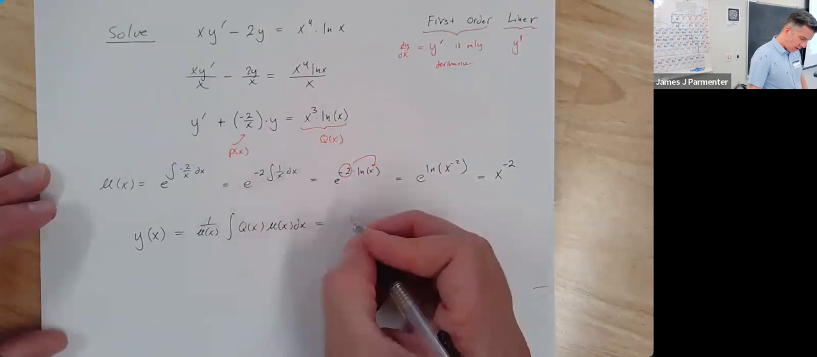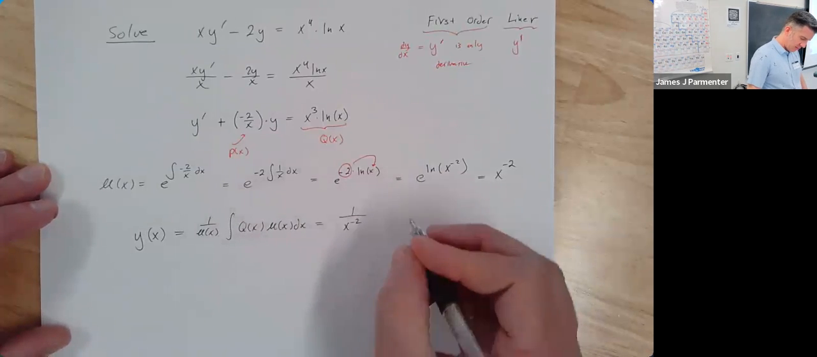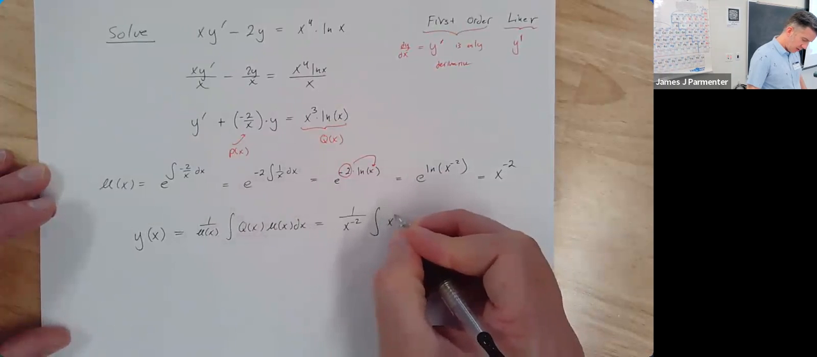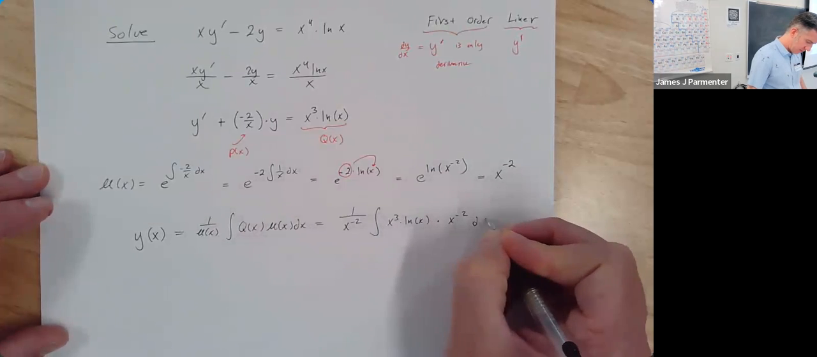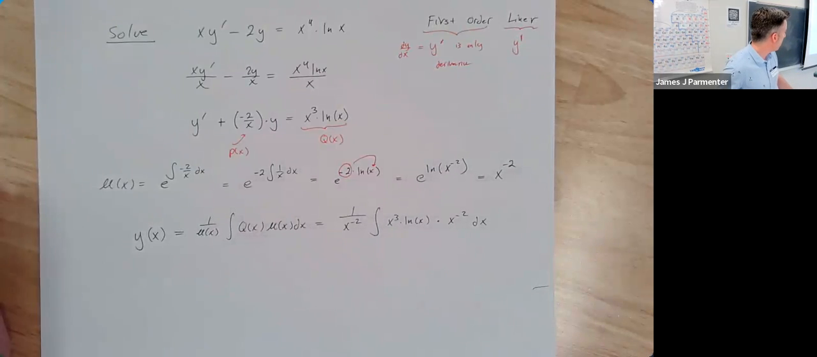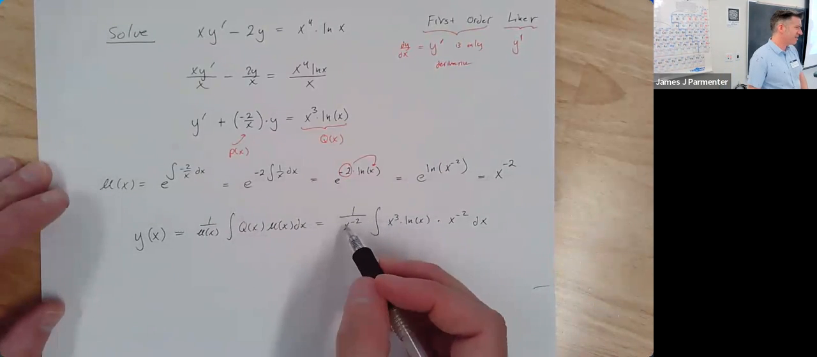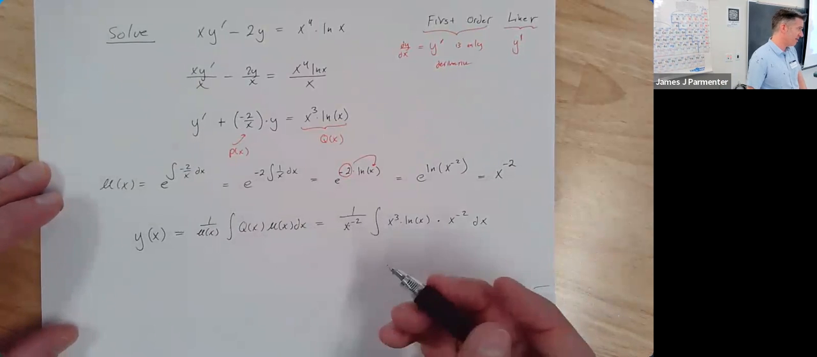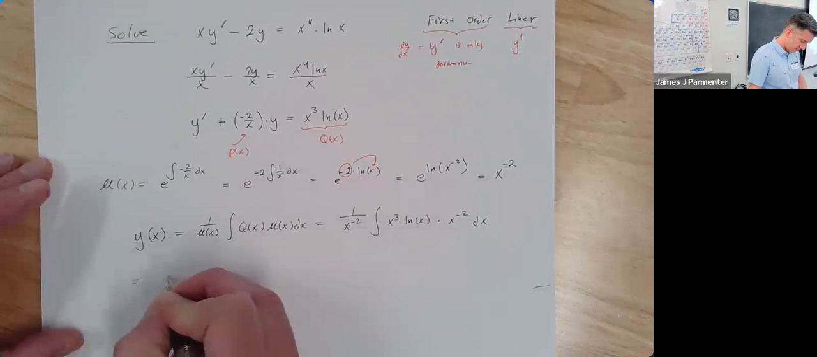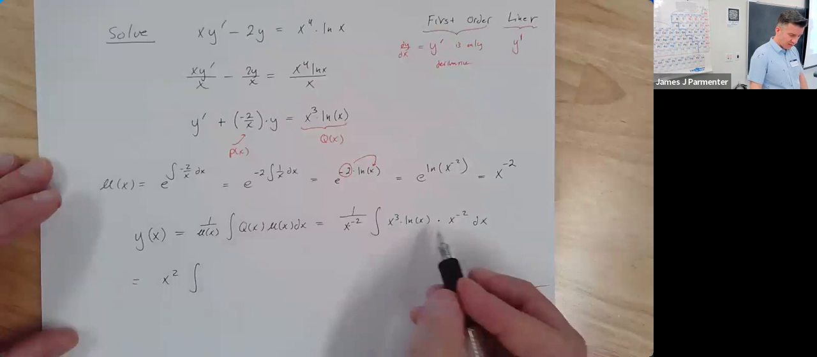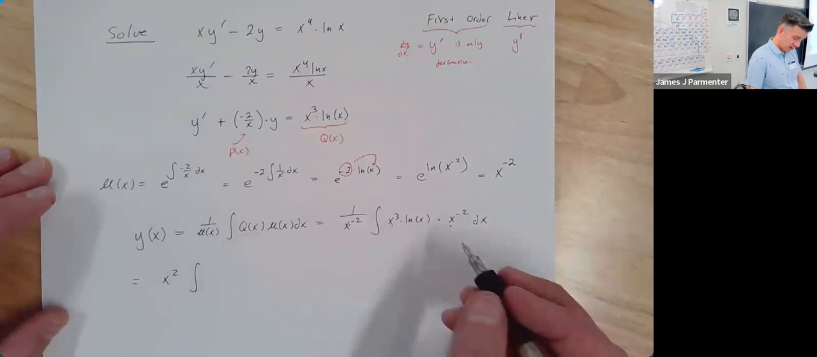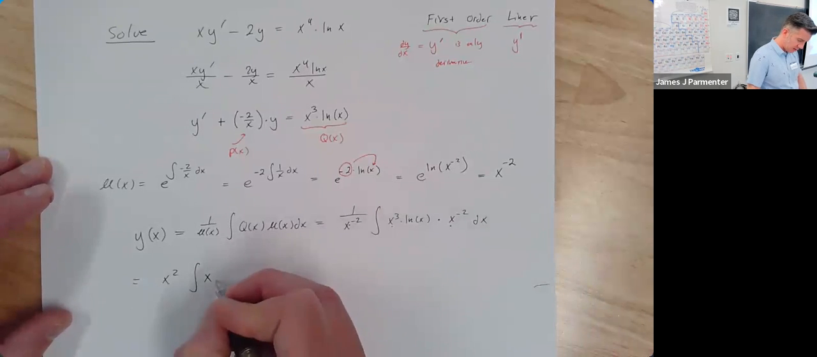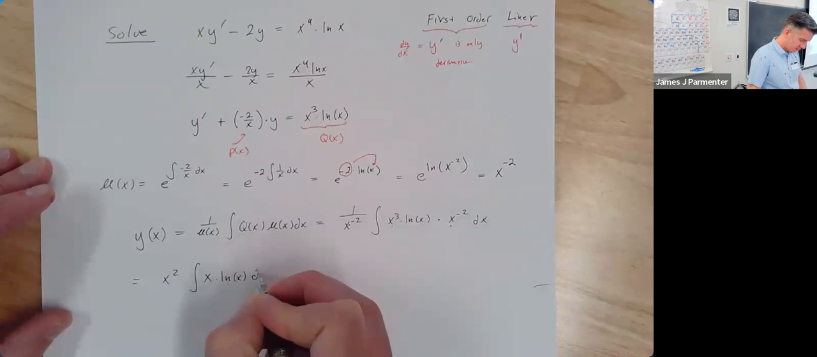So let's see, that's going to be 1 over x to the -2 times the integral of x cubed times natural log of x times x to the -2. And it is definitely your job to make sure you simplify everything as much as possible before you integrate. So first of all, 1 over x to the -2 seems like a dumb way to write it. Let's write it as just x squared. And in this integral, the x cubed times x to the -2, we should definitely simplify as just x to the first. Those multiply together and give me x to the first times natural log of x.